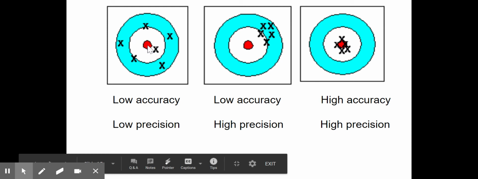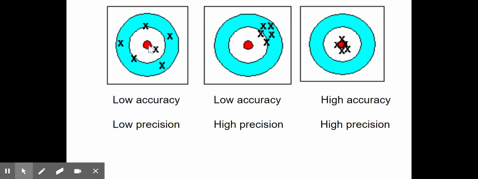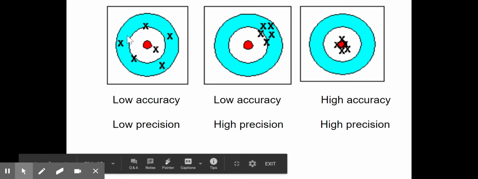Okay, so for example, if this is our target, the red dot represents the true value. If we took six measurements and they spread out like this, we can say they have low accuracy because some values are far away from the true value. And each one of them is spread out. They are not close to each other. So it also has low precision.